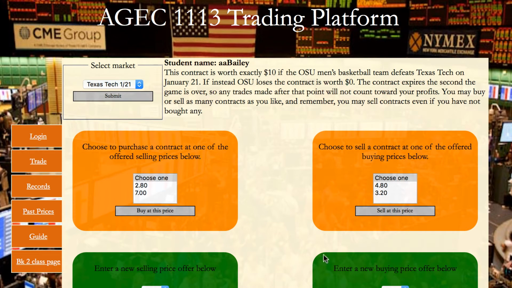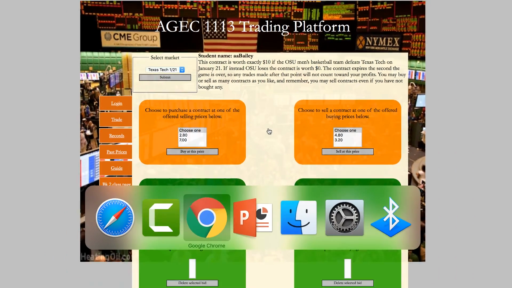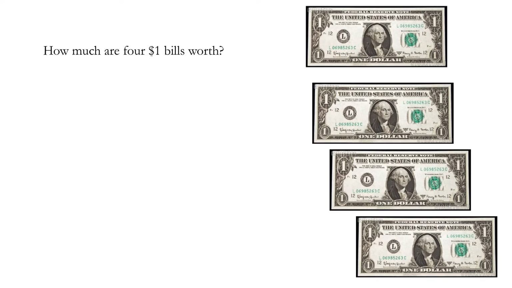Now, before we get into the stuff here, let me talk briefly about strategy. And the key to understanding the strategy of this prediction market is to keep it simple. Don't think too much. It's really as simple. For instance, suppose I have four $1 bills, and ask you, how much are those four $1 bills worth? Well, you're going to say $4, of course, by definition.